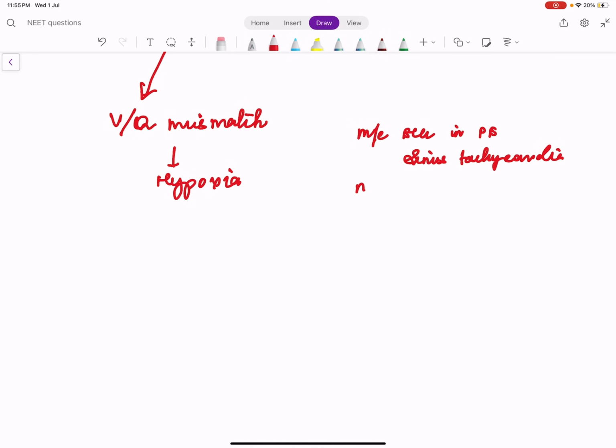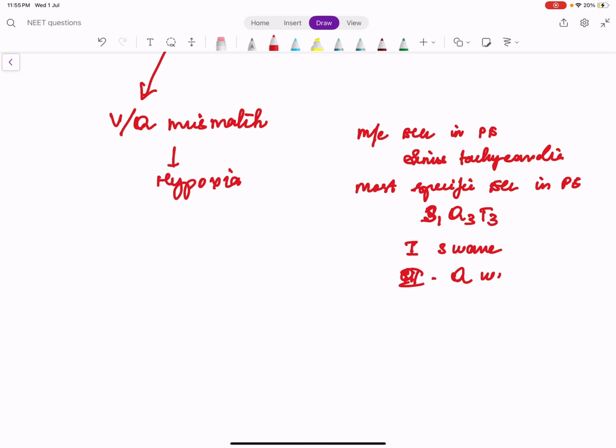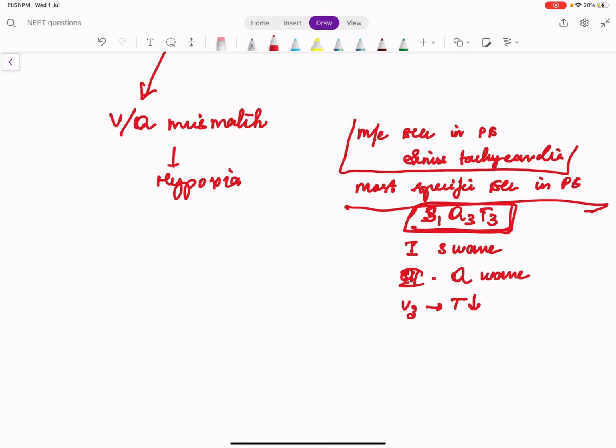But we have another question. The most specific or most characteristic ECG finding in pulmonary embolism is the S1, Q3, T3 pattern. S1 means in lead 1, there is an S wave. Q3 means in lead 3, there is a Q wave. And T3 means in lead 3, there is T wave inversion. So this is the most specific finding of pulmonary embolism. But since NEET questions are becoming more clinical, it is more likely that you may get a question on sinus tachycardia alone, because the most common ECG finding in pulmonary embolism is sinus tachycardia.